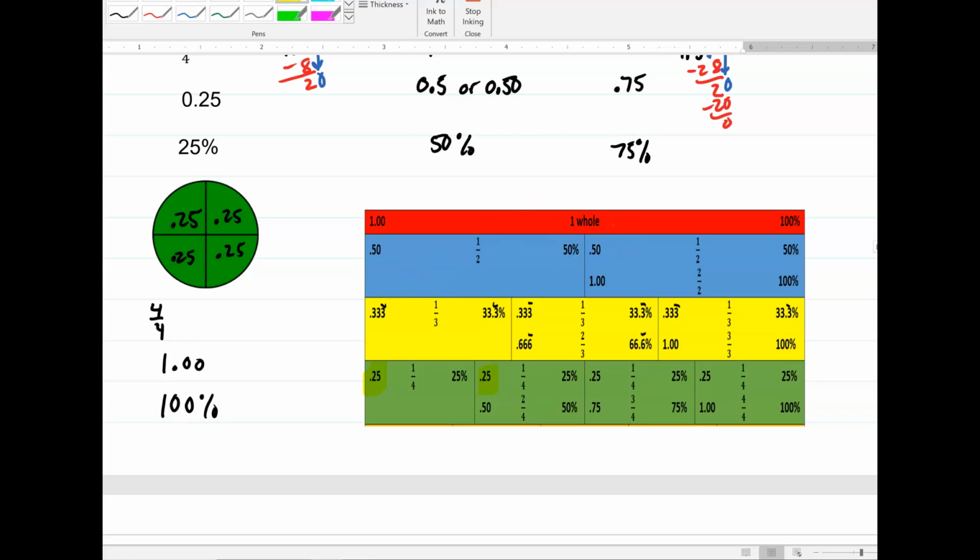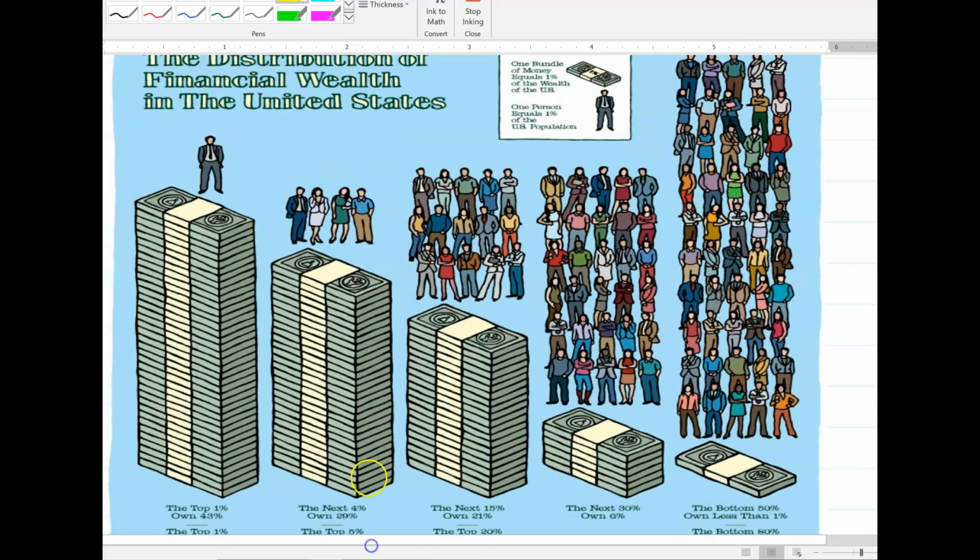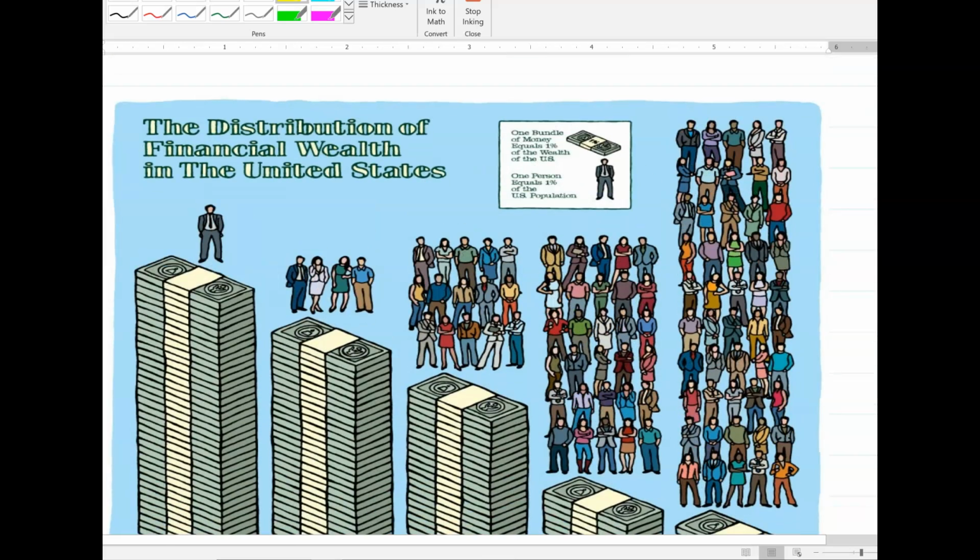So why is this important? Well, it's important because the world revolves around these numbers, whether or not we see it. And a lot of the time it is important because guess what? It decides what is and isn't equal in the world.